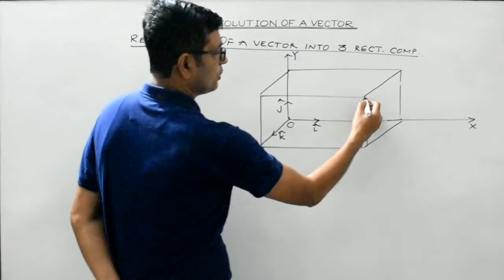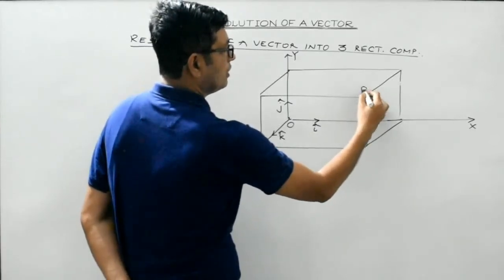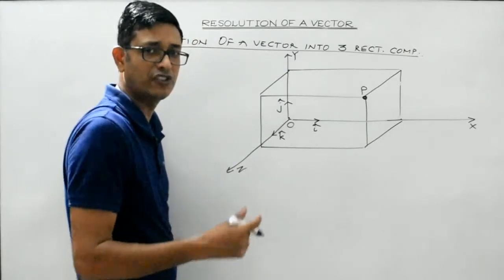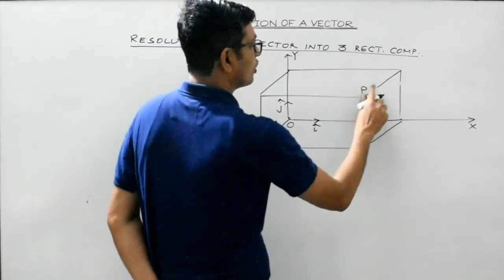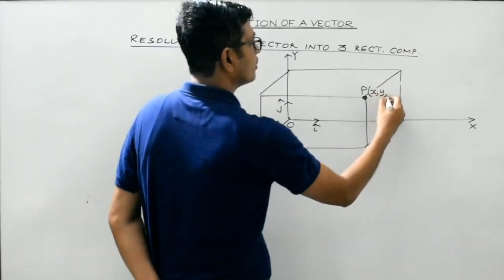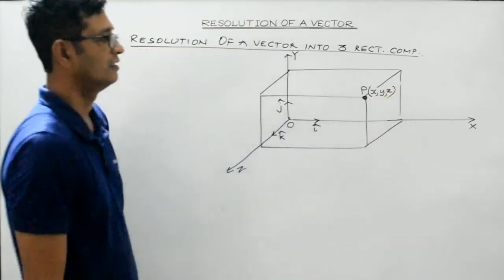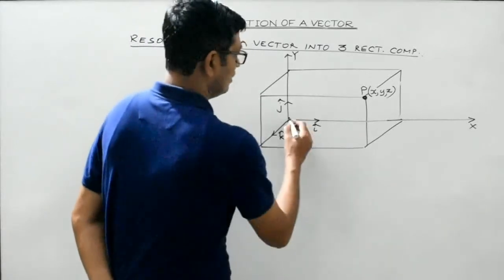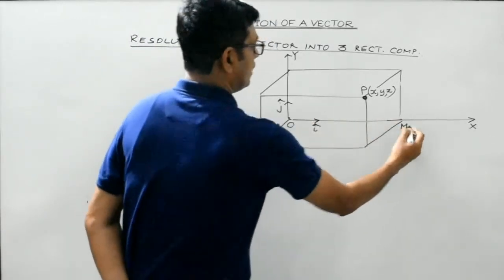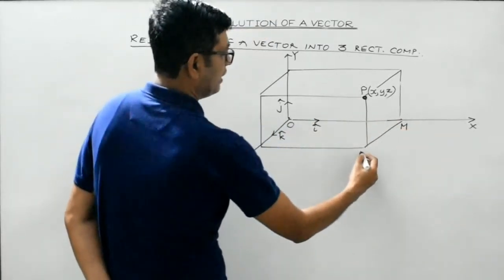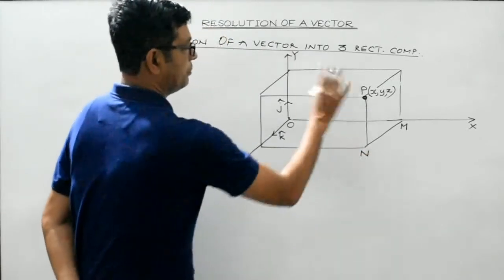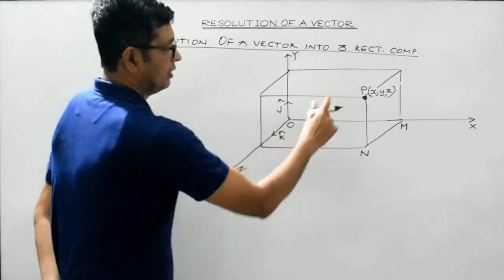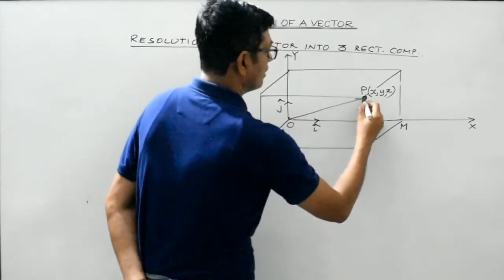And let us consider this to be point P, having coordinates of this point P in space. We are dealing with the 3D case. So suppose its coordinates are x, y, and z. Clear, students? So let us consider this to be N. This to be P. Right? Okay. Now what to do is, let us represent this to be r vector.